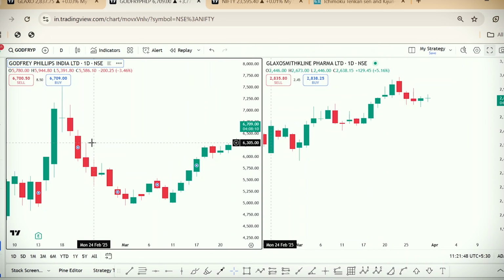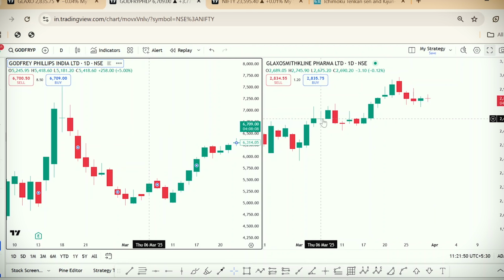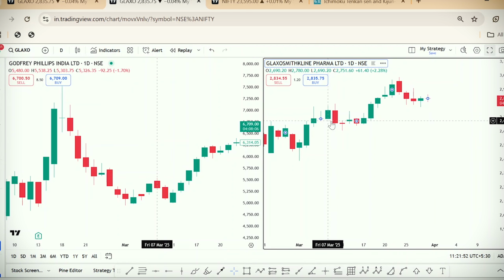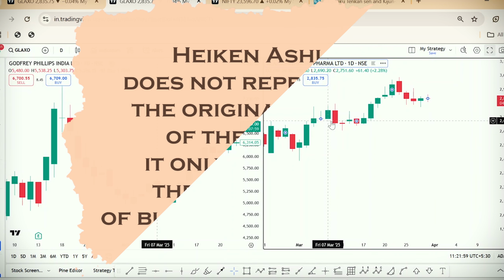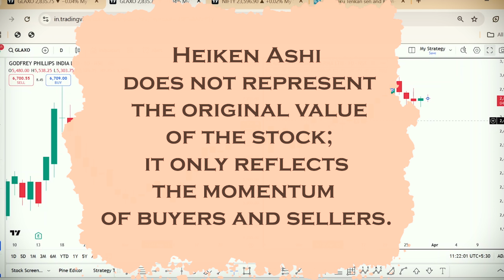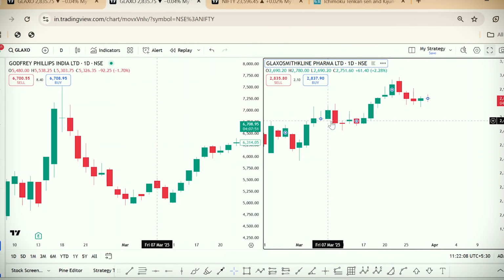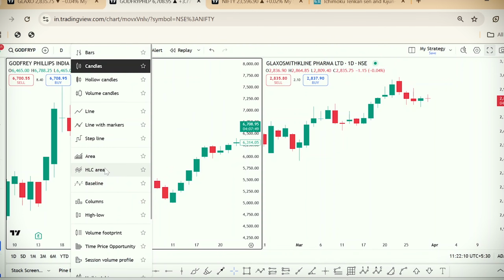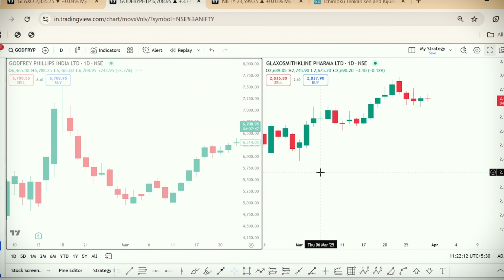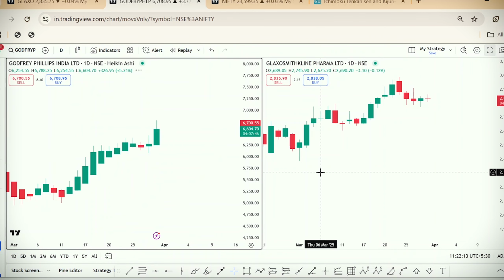In one layout, I'll keep the Heikin Ashi candlestick pattern, and in the other layout, I'll keep the normal candlestick. As I told you, Heikin Ashi won't represent the original value of the stock. It represents only the buyer's momentum or the seller's momentum. So we'll keep this tab as a Heikin Ashi candlestick chart, and the other tab as a normal candlestick chart.